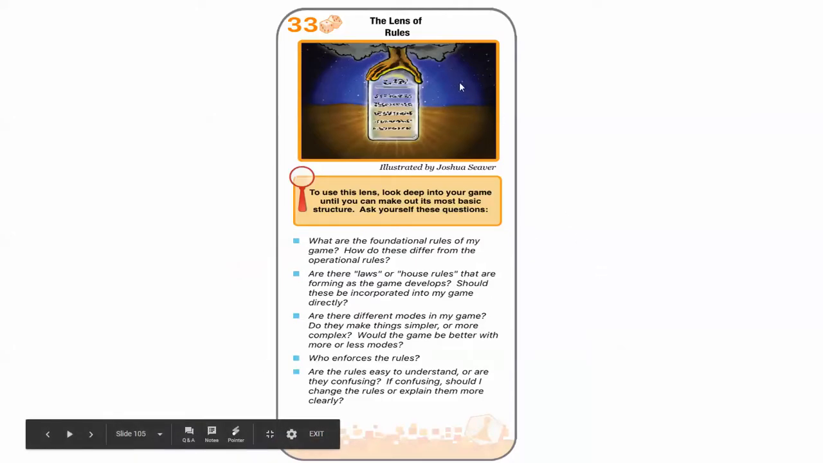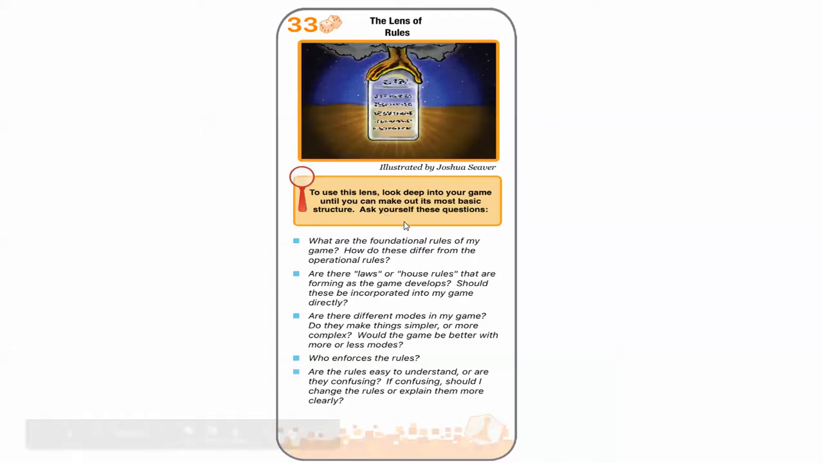Alright, here's the lens of rules. Use this lens to look deep into your game until you can make out its most basic structure. Ask yourself these questions. What are the foundational rules? How do these differ from the operational rules? Are there laws or house rules that are forming as the game develops? Should these be incorporated into my game directly?